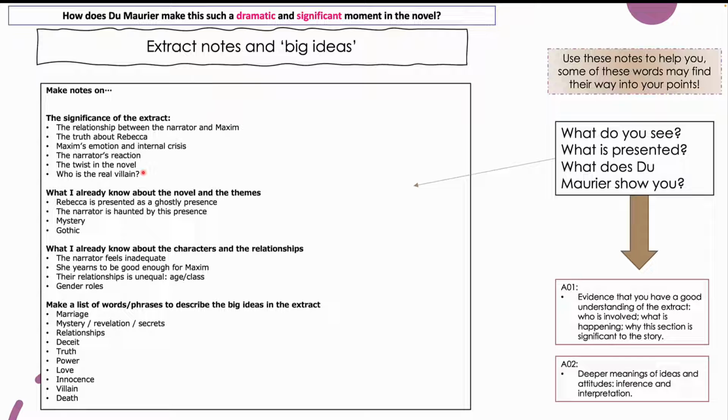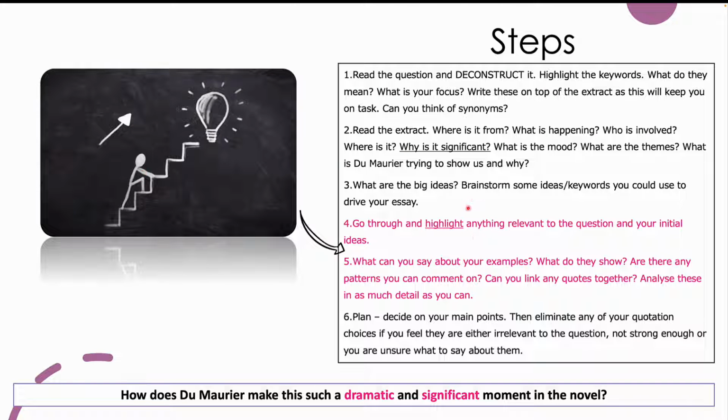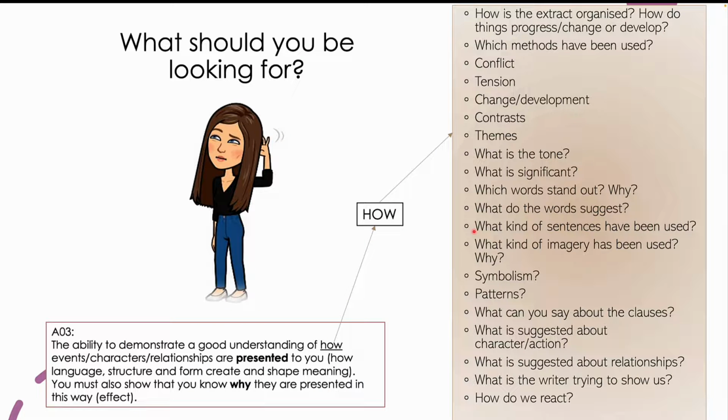So now I'm going to think, well, if I already know this, if these are already my ideas, then maybe I'm going to start to choose quotations that feed back into these ideas, because I'm actually now building my essay. So we'll go through and now we'll highlight anything that's relevant, anything that stands out to us, and anything that we think would be useful to us.